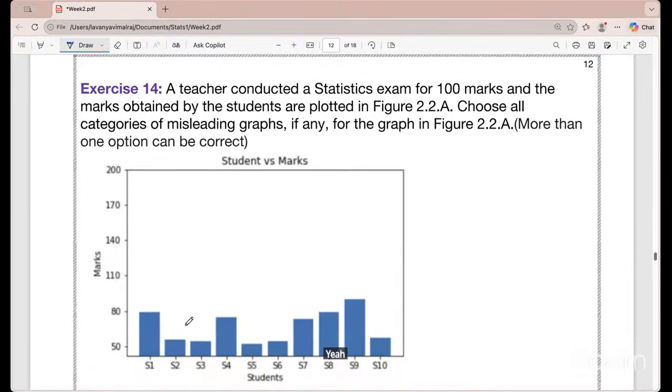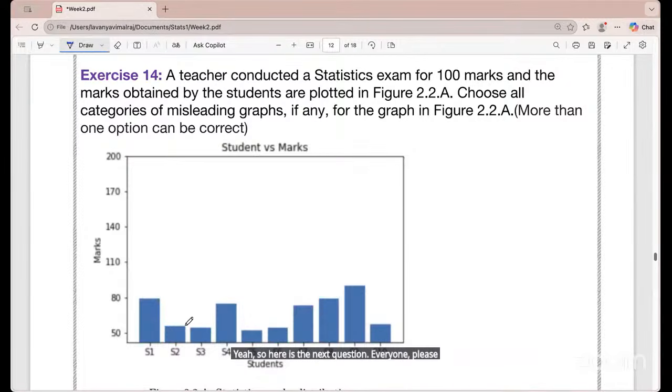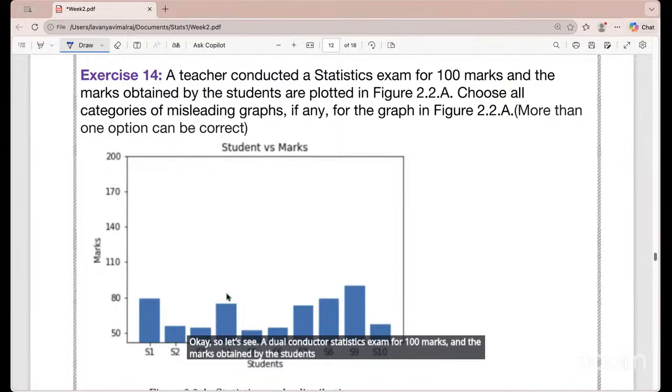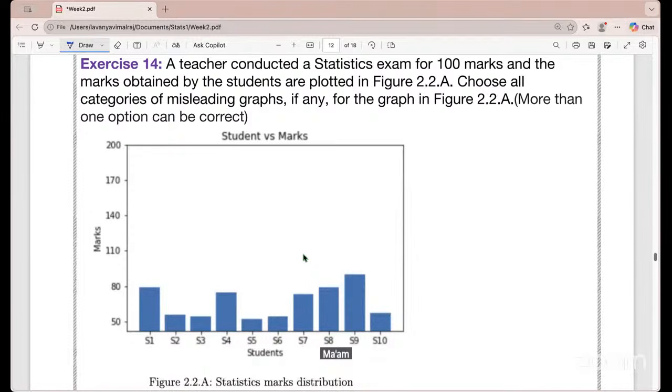So here is the next question. Everyone, please go through this question. Ma'am, it is misleading because of the graph, not the baseline. Okay, so let's see. A teacher conducted a statistics exam for 100 marks and the marks obtained by the students are plotted. Choose all the categories of misleading graphs. Ma'am, it is misleading because the total marks is 100 and it is showing 200 in total.